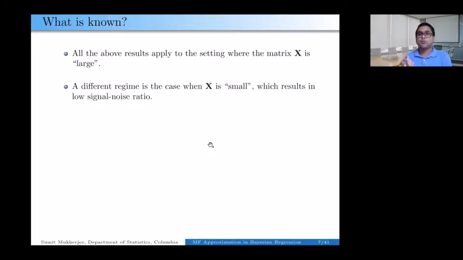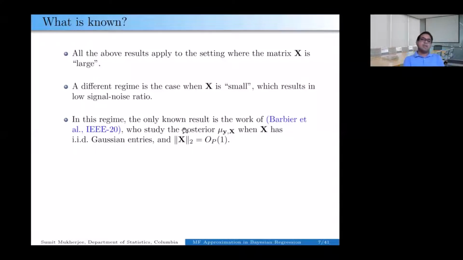But what do we expect when X is small? When X is small, you expect low signal to noise ratios, right? Your signal is low and your noise is high. And one way we quantify this is through the operator norm of this matrix X. Remember, X is our design matrix. X is n by p.